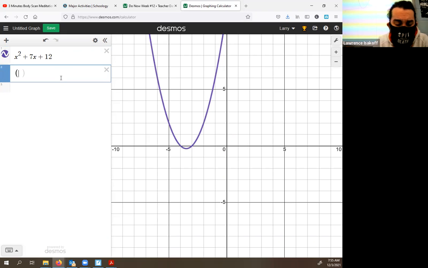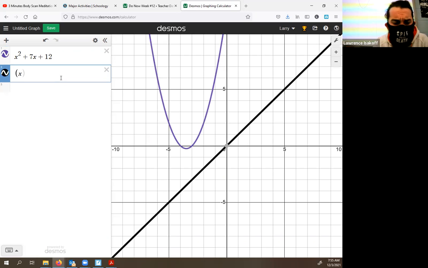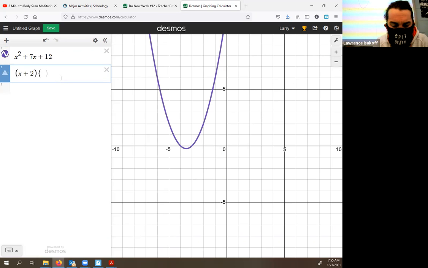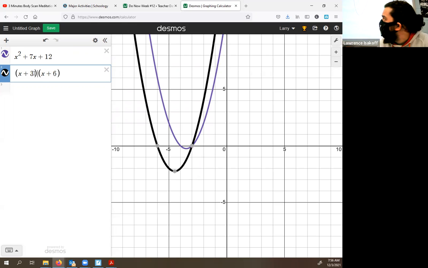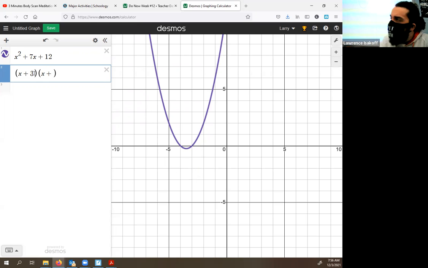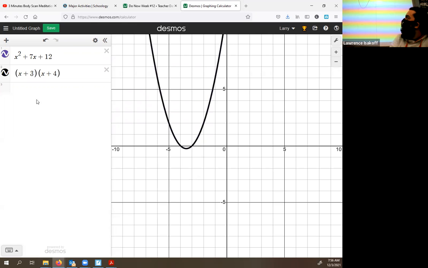Then I'm going to take my answer. If I have factored it wrong, like x plus 2 times x plus 6, notice this black graph and the purple graph don't match up at all. However, we didn't say it was x plus 2, x plus 6. We said it was x plus 3 and x plus 4. And now the purple and the black graph line up. So I know I factored it correctly.